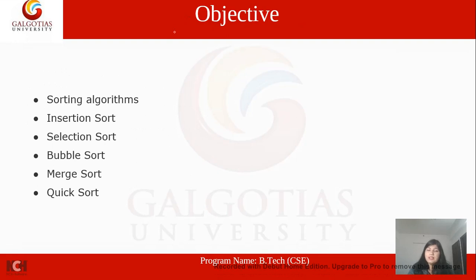The objective of today's class is, first, we will cover sorting algorithms, what actually happens in sorting. Then we will look at a few types of sorting algorithms with an example set: insertion sort, selection sort, bubble sort, merge sort, and quick sort. There are some more sorting techniques available, but these five are more prevalent, famous, and mostly used in sorting. Let us go ahead.